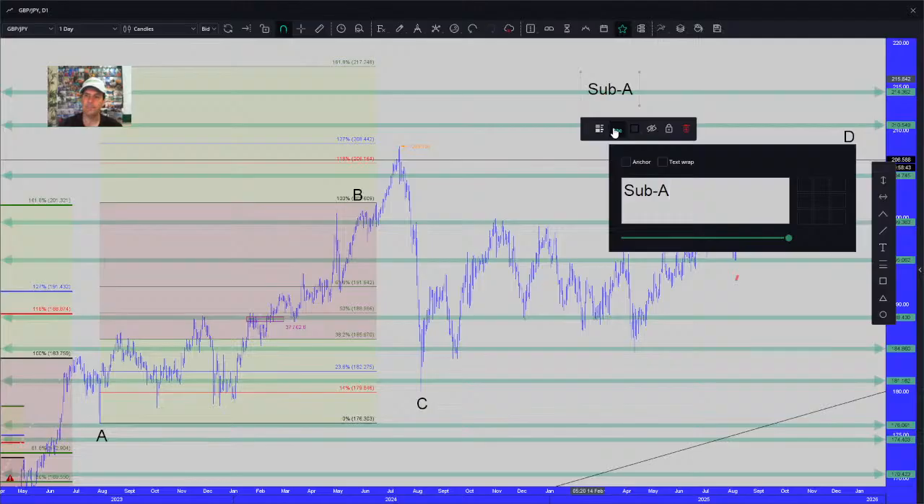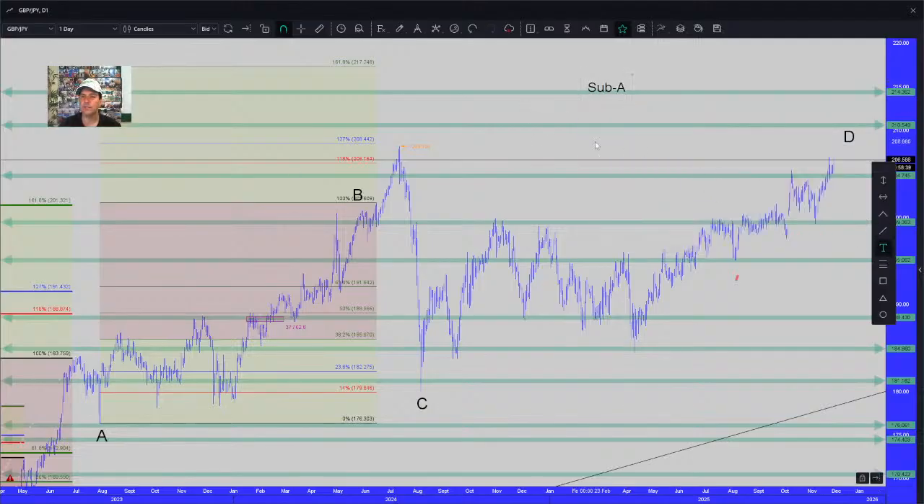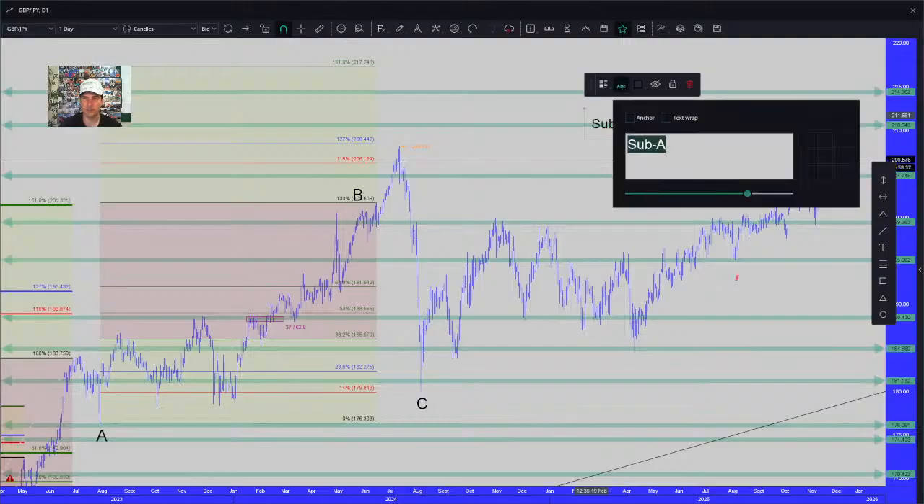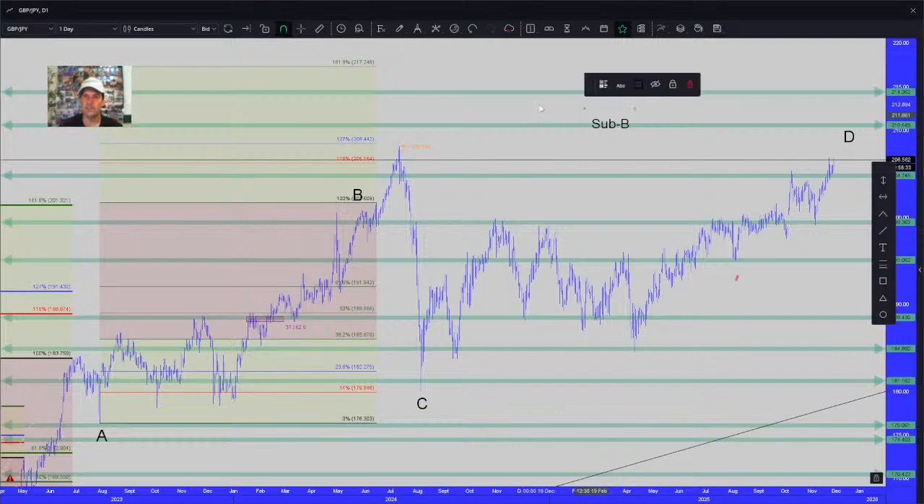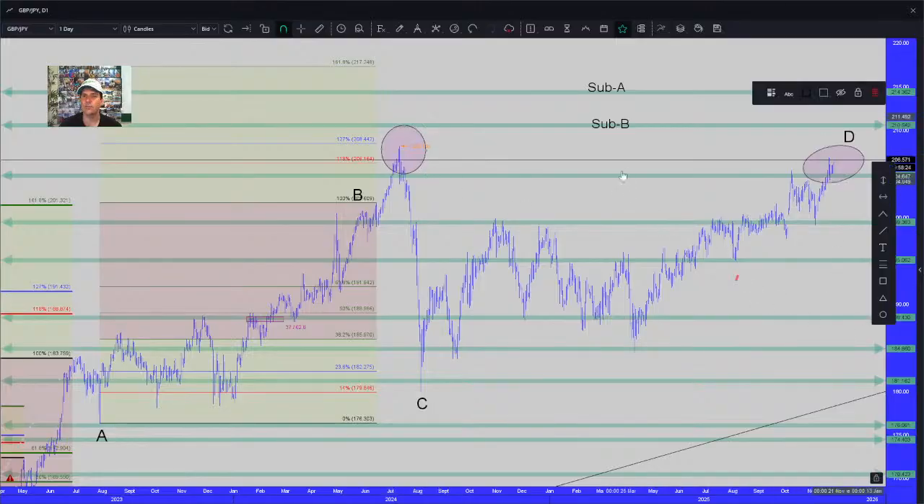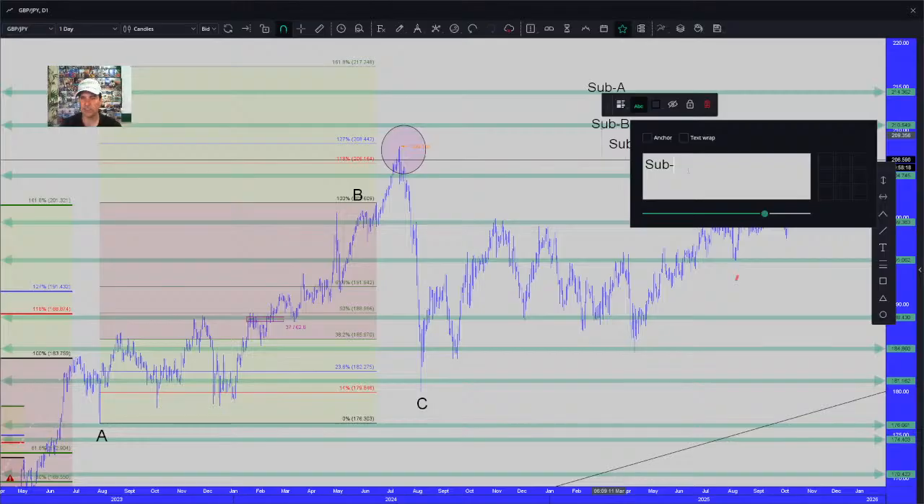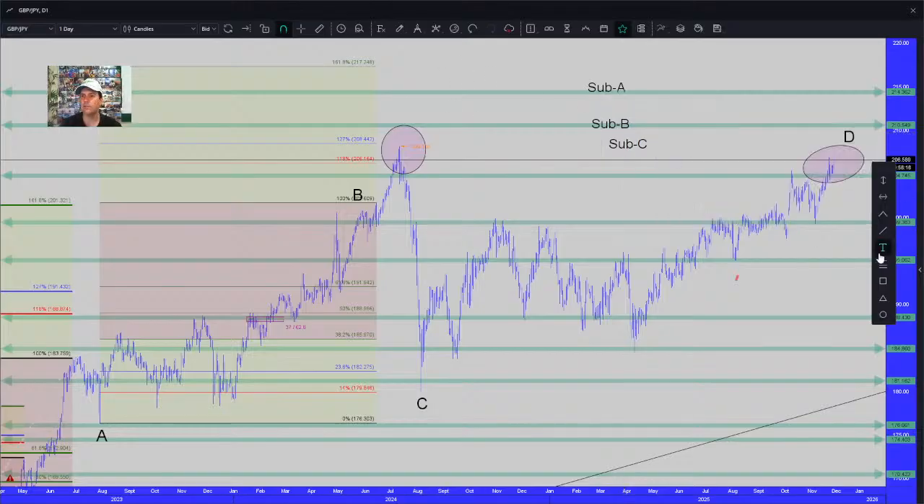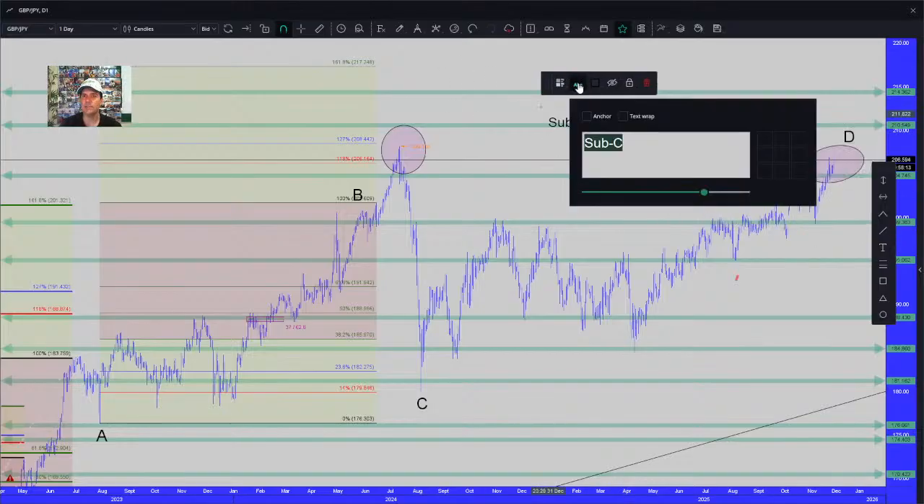Sub A, and then we're going to have the sub B, right? In the meantime, everybody, where would you start your sub A? Would you start your sub A at the first circle, or would you start your sub A at the second circle? Where would you start? And in the meantime, I'm going to type the sub C, everybody, sub C, and also then we're going to have the sub D.